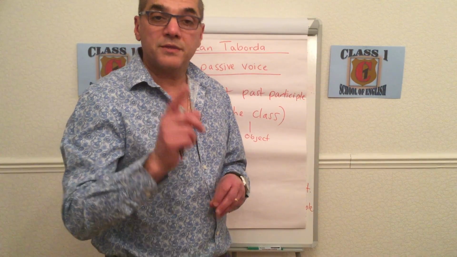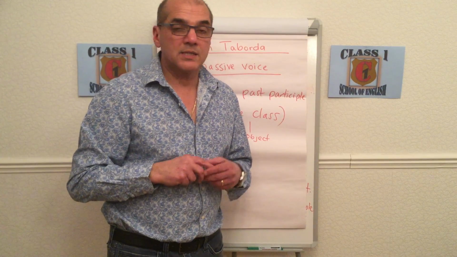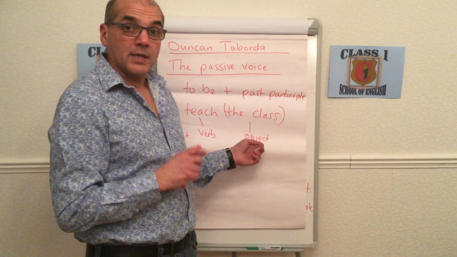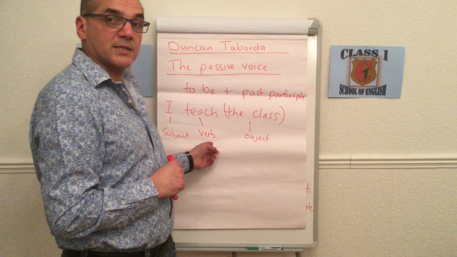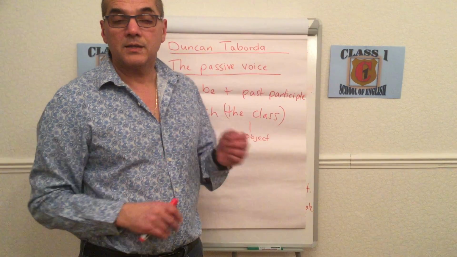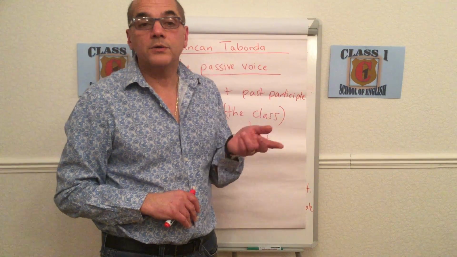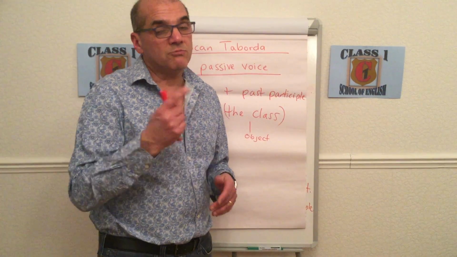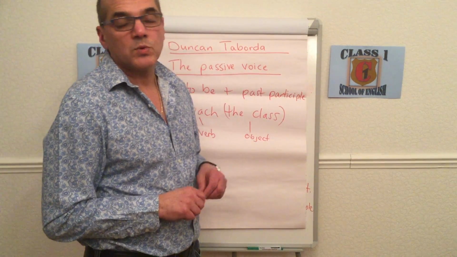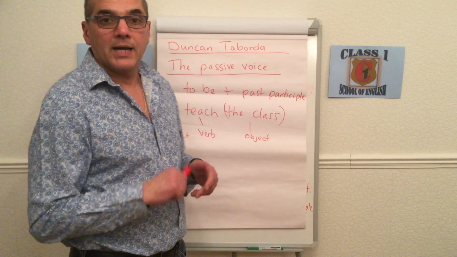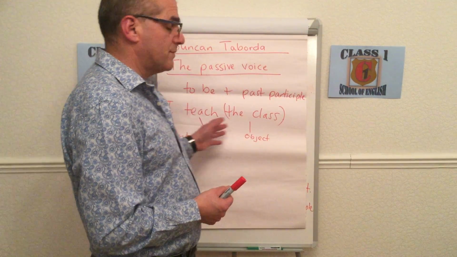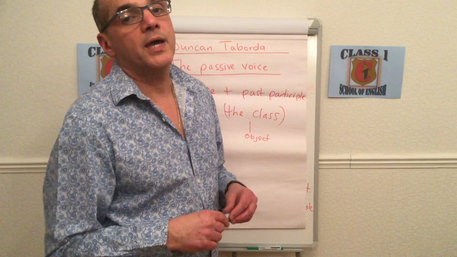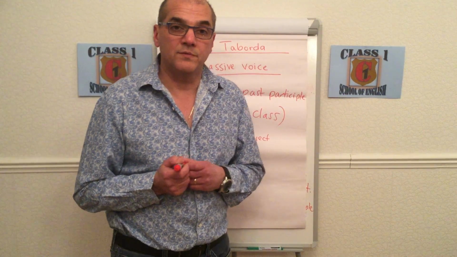Now, in theory, an English sentence does not have to have an object. It does have to have a subject and a verb. These are essential. Without one of those, you cannot have a sentence. It doesn't need an object. But in reality, most sentences will have an object. And it's when you have a sentence with a subject, verb, and an object that you have the opportunity to use the passive voice.